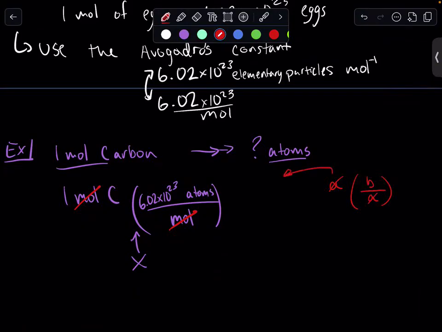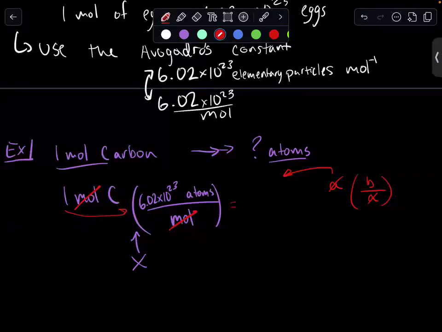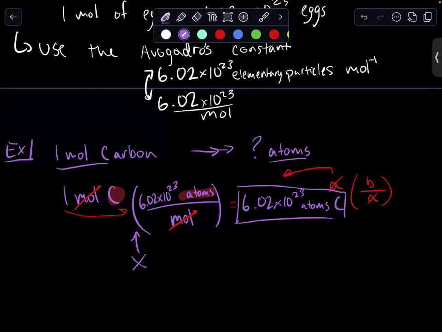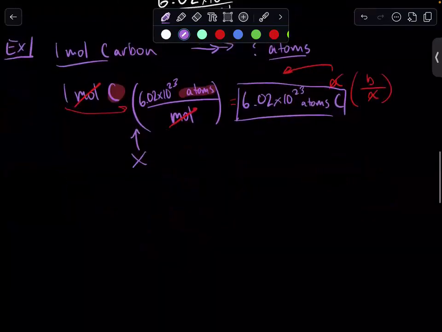Moles cancel out. So then it's just 1 times 6.02, which is equal to 6.02 times 10 to the 23rd. We still have atoms, so we're still going to write atoms. And we still have carbon, so we're going to write carbon. And that's our answer. So that's how we use the constant. Let's try it with another example. After I've written the problem, you can pause it and see if you can do it as well.